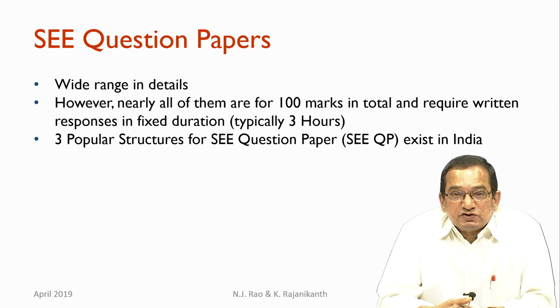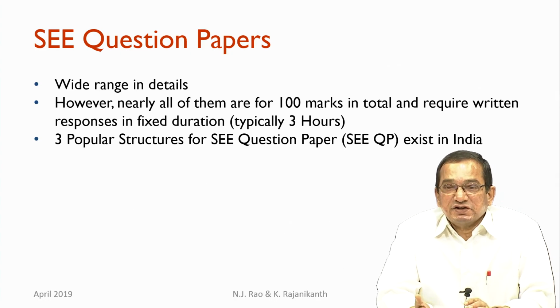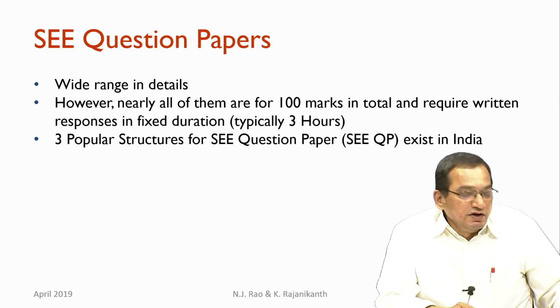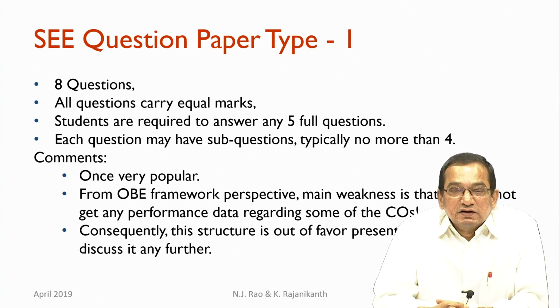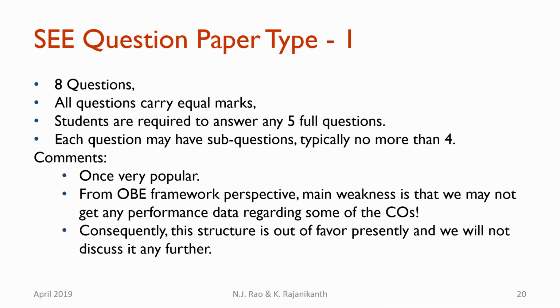Now, there are 3 popular structures for the SE question paper right now in India. There are many variations, but broadly there are 3 kinds of structures available. In type 1, there are 8 questions, all questions carry equal marks, and students are required to answer 5 full questions. That means each question is for 20 marks. Each question may have sub questions like A, B, C, D, but typically the sub questions are no more than 4, and the allocation of marks for these sub questions can be fairly arbitrary.